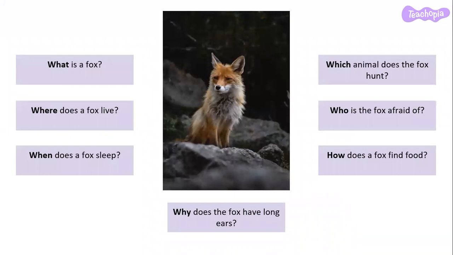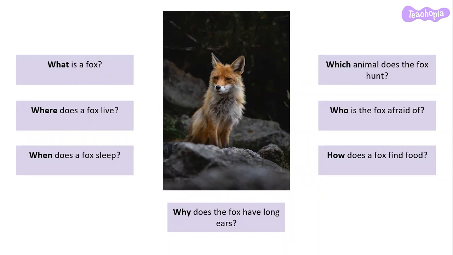So here is a picture of a fox. When we need to know more information about the fox, then we might start our question with what? Because the question starter what gives us information about a particular topic that we are speaking about. So the question can be like, what is a fox? When we want to know information about a place, the place where the fox lives, then we would ask a question like, where does a fox live?